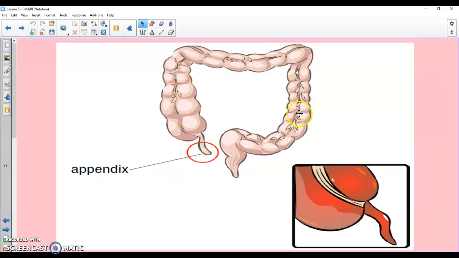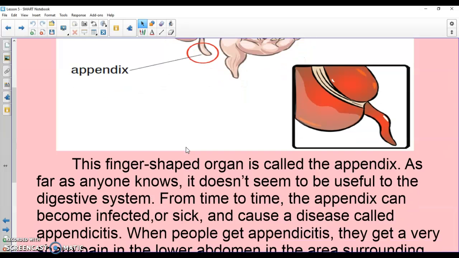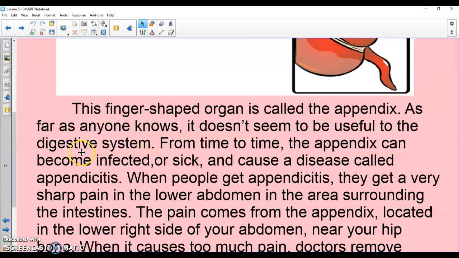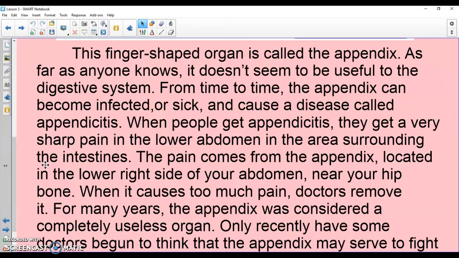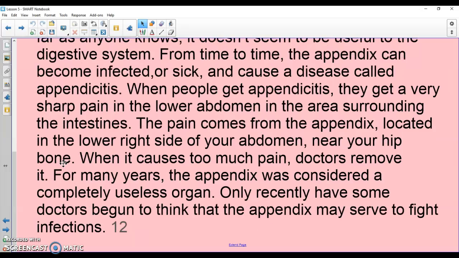So this is your large intestine, and at the end of your large intestine, you have your appendix. The finger-shaped organ is called the appendix. As far as anyone knows, it doesn't seem to be useful to the digestive system. From time to time, the appendix can become infected or sick and cause a disease called appendicitis. When people get appendicitis, they get a very sharp pain in their lower abdomen and the area surrounding the intestines. The pain comes from the appendix, located in the lower right side of your abdomen, near your hip bone. When it causes too much pain, doctors remove it.